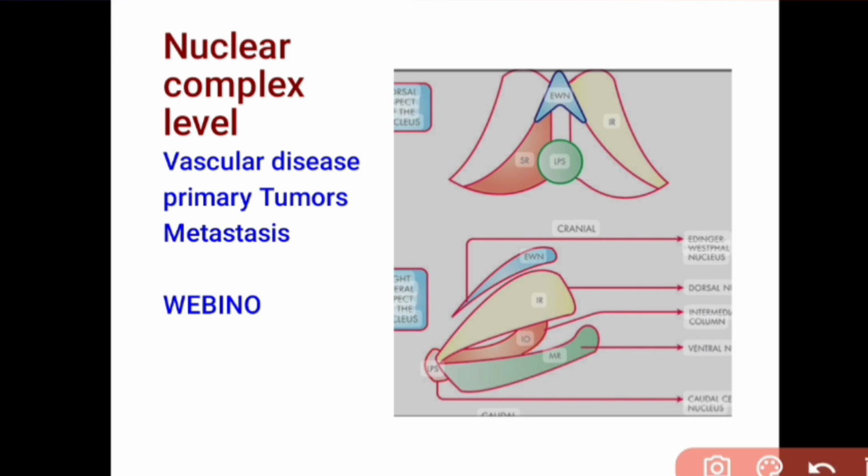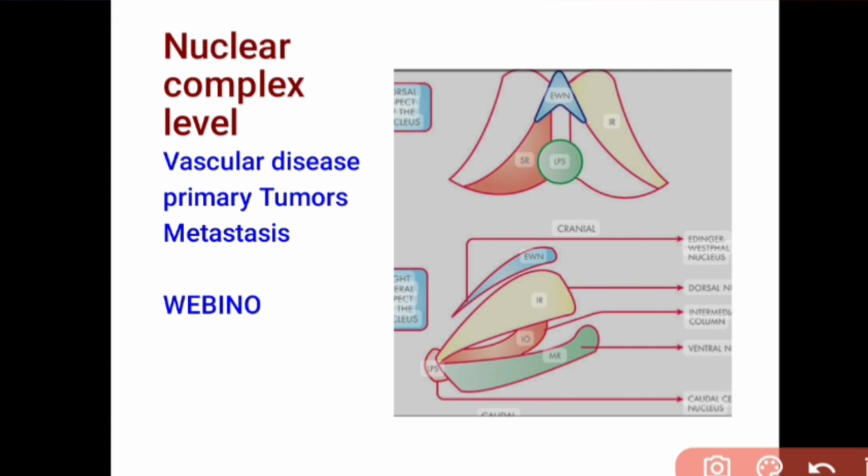Means if the nucleus which is supplying the LPS is affected, then there is bilateral affection of the LPS. Both eyes' LPS is affected, so there is bilateral ptosis. The nucleus of the superior rectus is a little tricky. Typically we describe these nuclear lesions as bilateral because there is involvement of the LPS muscle of both eyes. So whenever there is complete third nerve palsy, both eyes will have ptosis. And as you know, the superior rectus subnucleus supplies the contralateral superior rectus muscle, right?